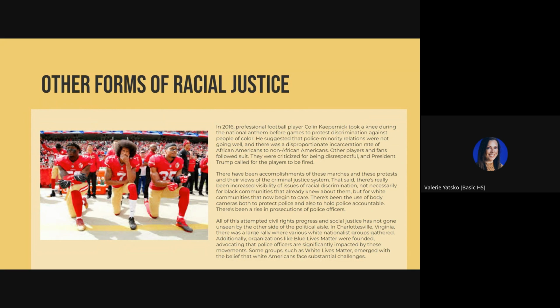In Charlottesville, Virginia, a large rally by white nationalist groups revealed deep societal divisions. Organizations like Blue Lives Matter argued that police officers were unfairly targeted, while groups like White Lives Matter claimed white Americans face significant challenges. This complex picture shows progress and increased awareness of racial issues, alongside significant resistance and debate about justice and equality in America. Social movements bring out the best and worst in society, forcing us to confront difficult questions about our identity and values.